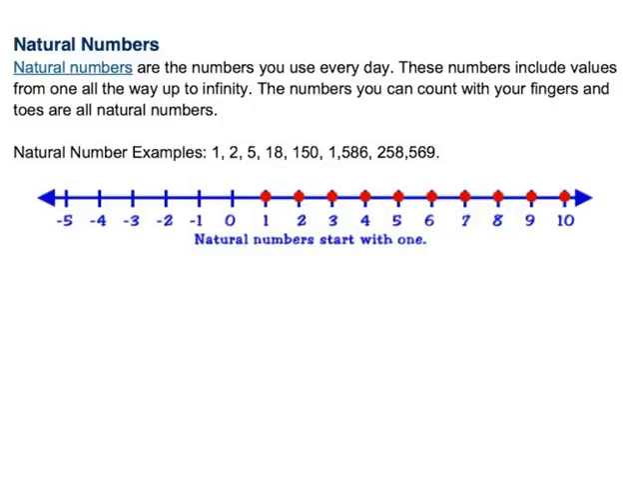The natural numbers are the numbers you are using every day. These numbers include values from 1 all the way up to infinity. The numbers you can count with your fingers and toes are all natural numbers. For example, 1, 2, 5, 18, 150, and so on are natural numbers.